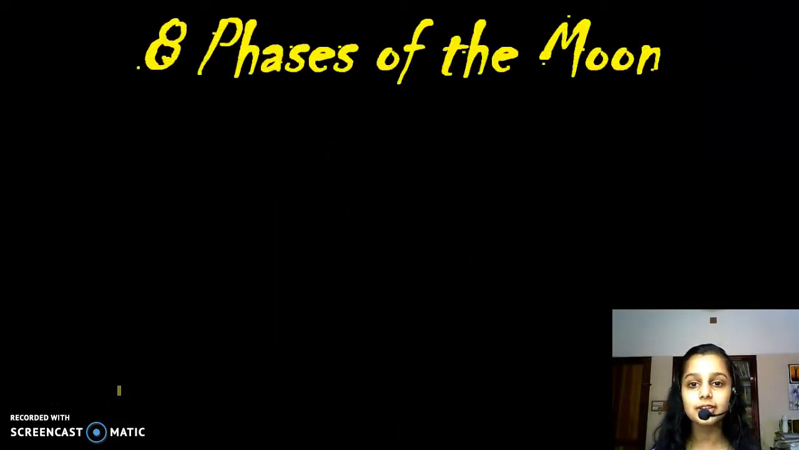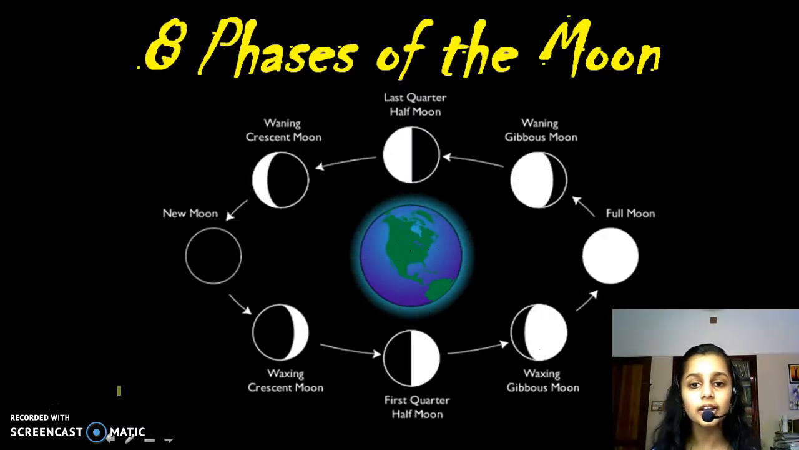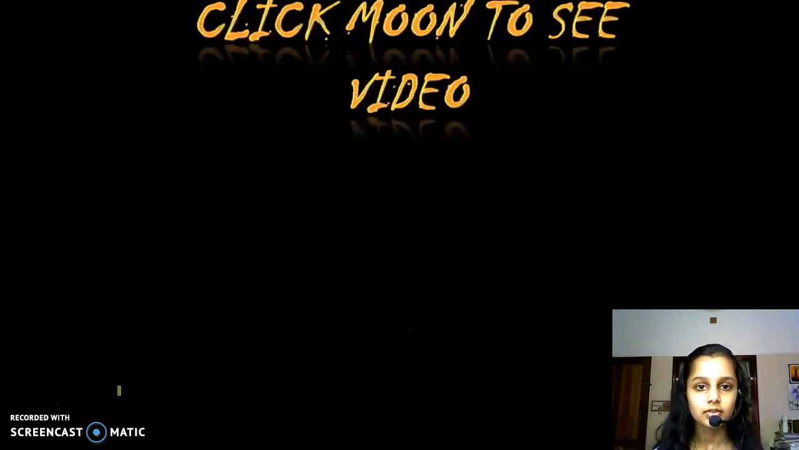The 8 phases of moon. There are 8 phases of moon: last quarter of moon, waning gibbous moon, full moon, waxing gibbous moon, first quarter half moon, waxing crescent moon, new moon, waning crescent moon. Let us see the videos.